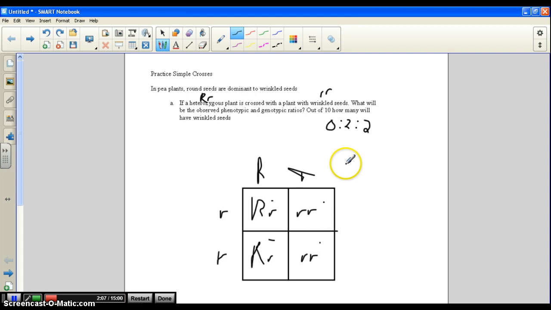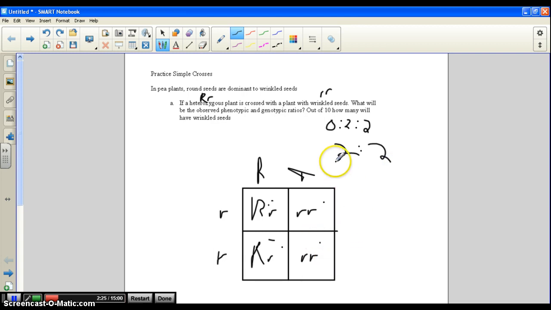Now, for our other ratio, it's always the number of dominant to the number of recessive. These two right here, they show the dominant trait. So 2 show the dominant trait. And 2 show the recessive trait. These two right here.